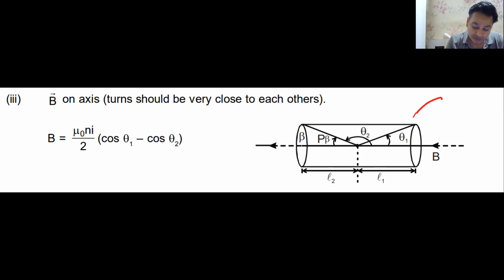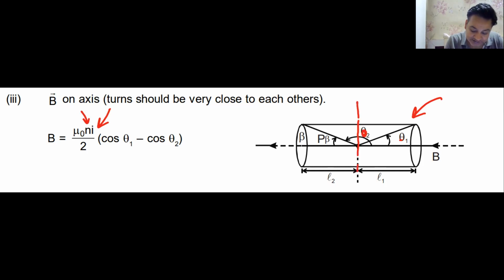This is a solenoid, yes or no? I is the current in the coil of the solenoid. What is N? The number of turns per unit length. Do you understand this? Got it. Remember this formula like this.